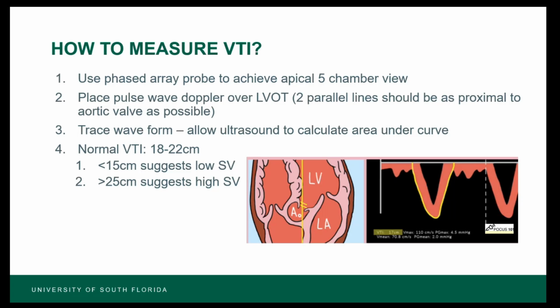If it's less than 15 centimeters, that's suggestive of a low stroke volume. And if it's greater than 25 centimeters, it's going to be suggestive of a high stroke volume. Because our LVOT area is expected to be consistent, it's not going to change very much just due to the muscular structure of the arteries, this is a good surrogate marker for stroke volume. Next slide.